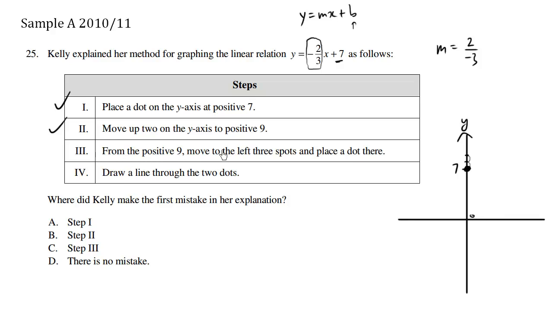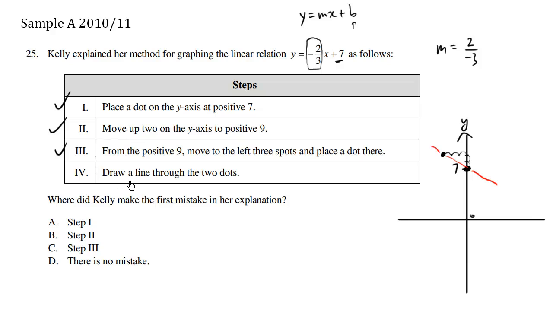From the positive 9, move to the left 3 spots and place a dot there. Because we're writing the negative sign in the denominator, it's okay to move up 2 in terms of the rise. Slope is rise over run, and the run here would be negative 3. Negative 3 would be going to the left. So 1, 2, 3. If I join this dot with this one here, it would actually form a negative slope, which looks correct because we're going downhill from left to right. So this step 3 is correct.